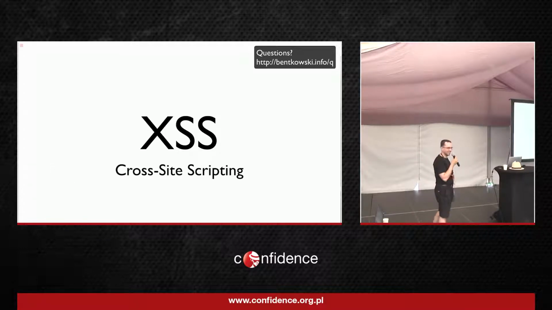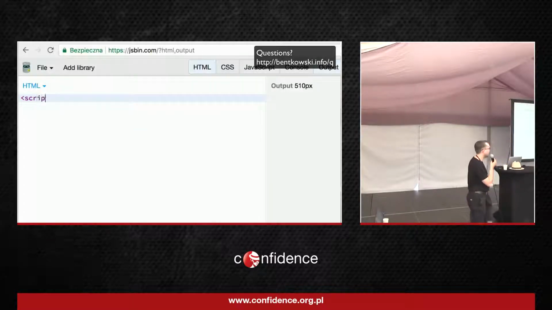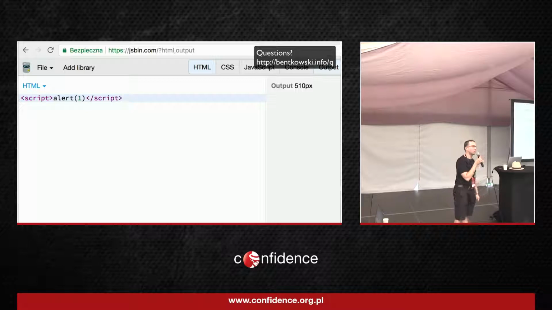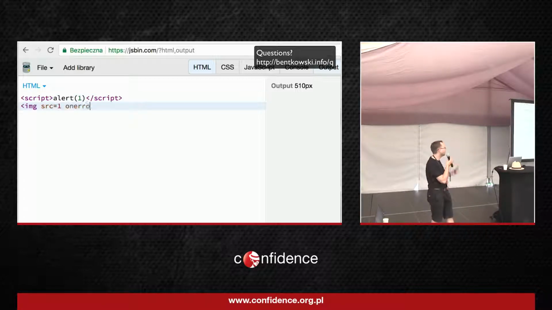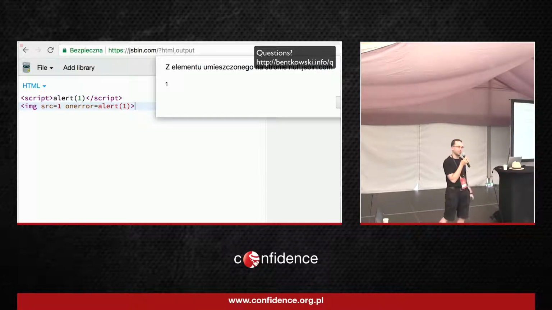Of course, XSS is cross-site scripting. I guess most of you already heard about it. XSS is a vulnerability that is most often associated with the infamous payload, either script alert 1 or image source equals 1 on error alert 1. This is actually sufficient to prove that an XSS vulnerability exists. However, it doesn't at all show what you can achieve with XSS.